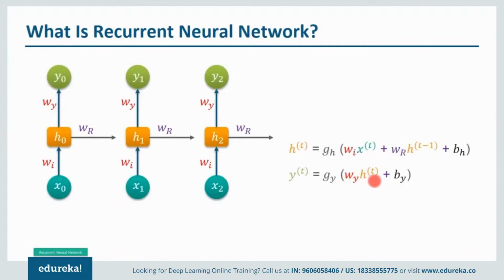Now this h1 will be used to get y1. We'll multiply h1 with wi plus a bias and we'll pass it through a function g of y to get y1.